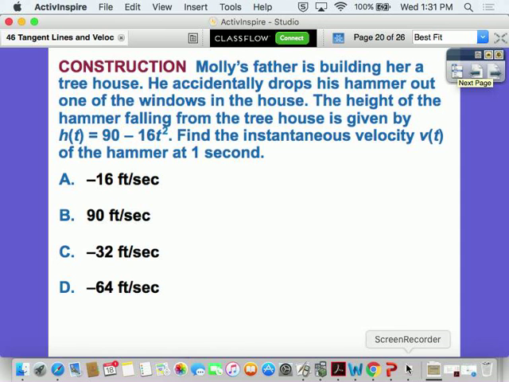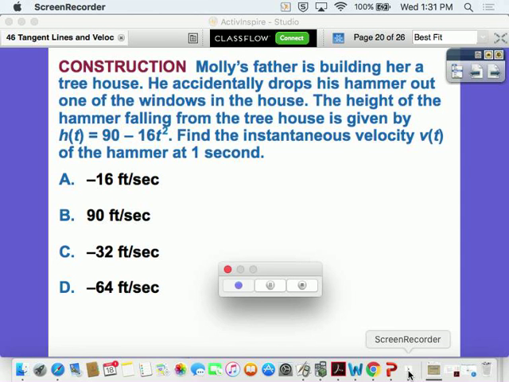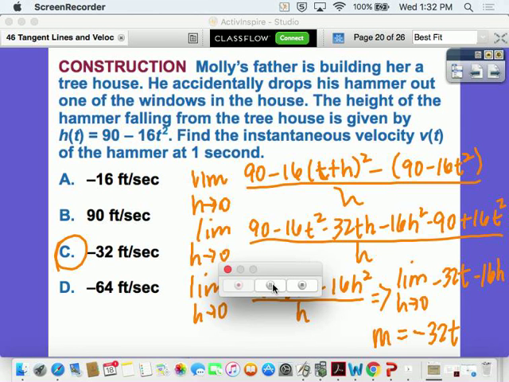Here's the next one, another multiple choice. Pause the video, press play when you're ready to see the answer.